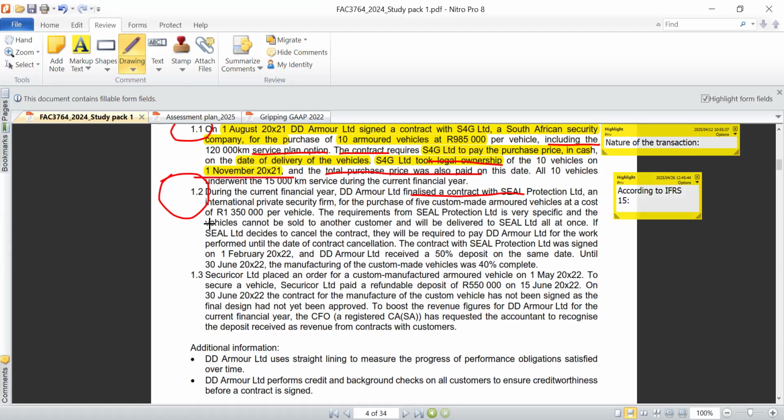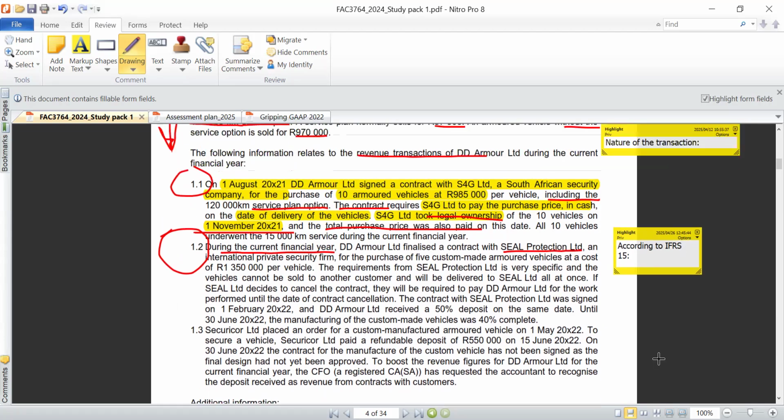Transaction 1.2. During the current financial year, what happened? DD Armour Limited finalized a contract with Seal Protection Limited and International. Notice the only difference between these two transactions. Let me show you the difference. So this one is a cash transaction. This one is a mixture of both cash and credit. That's the only difference. How do you see it? Especially when you get to the bottom there.